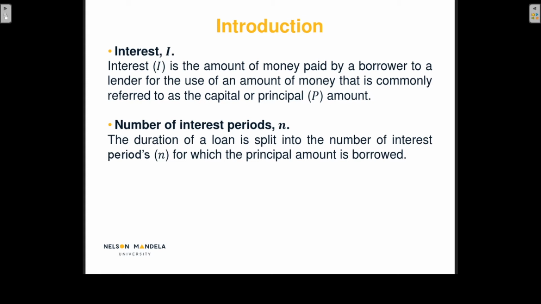Then lowercase n, the duration of a loan is split into a number of interest periods. So the lowercase n we use to indicate the number of interest periods. So the interest periods can be anything. Commonly, the interest periods will be something like years or months or quarters.